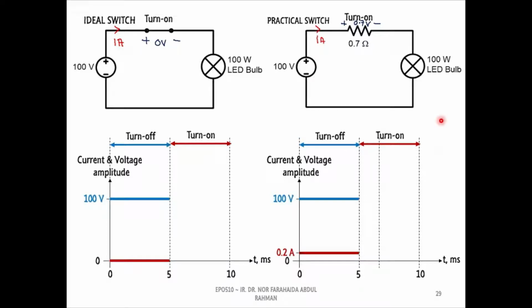Keep in mind that the ideal switch changes alternately from the off state to the on state instantly. Thus, we can sketch the voltage and current waveforms like this.